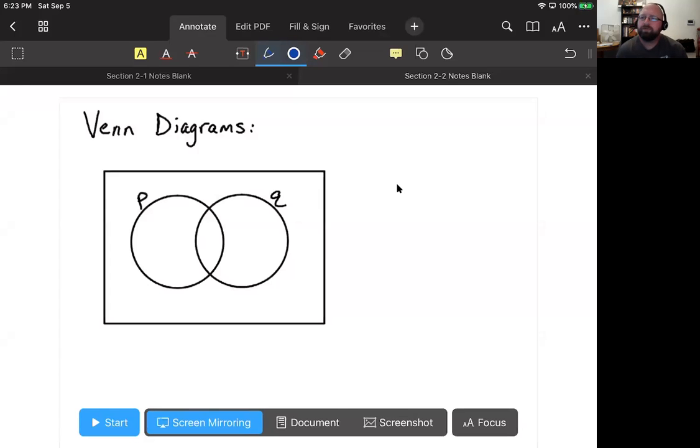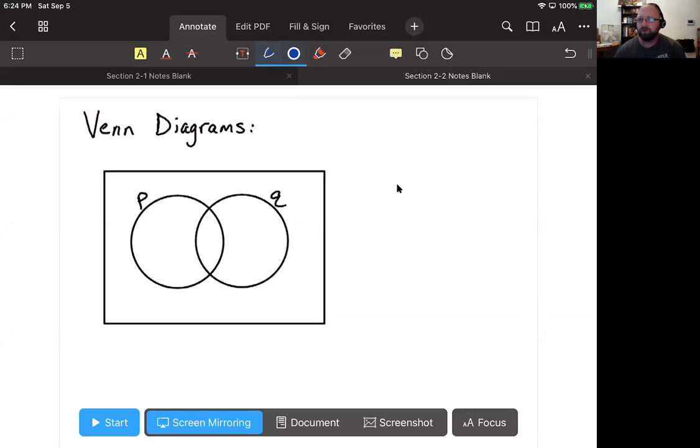Okay, ladies and gentlemen, welcome to the second video for section 2 of chapter 2, entitled Logic. Here we're going to be discussing a visual representation of what we've been talking about of compound statements, called the Venn diagram, that everyone should be familiar with, hopefully from a biology class, may have seen it in middle school math. But essentially here's how it works.